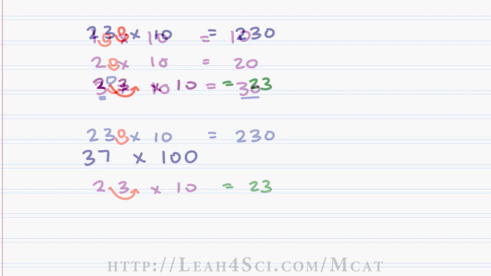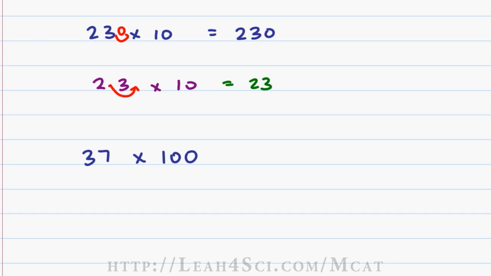Let's crank it up a notch. What if I ask you to solve 37 times 100? We're not dealing with 10, now we're dealing with 100, which is 10 times 10. Anytime you have the number 1 followed by zeros, that number is simply 1 times 10 again and again until it equals the number of zeros that you have.